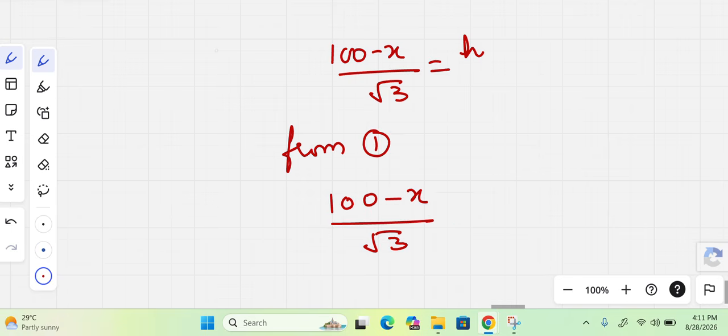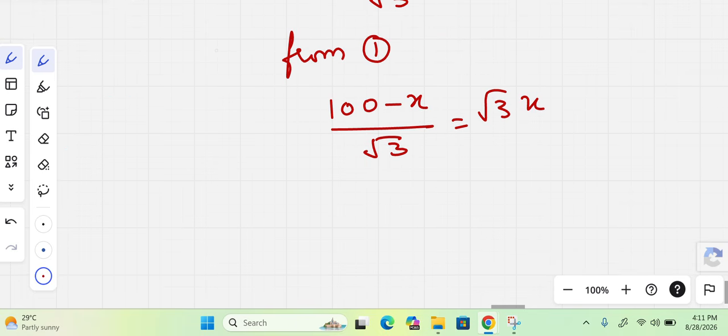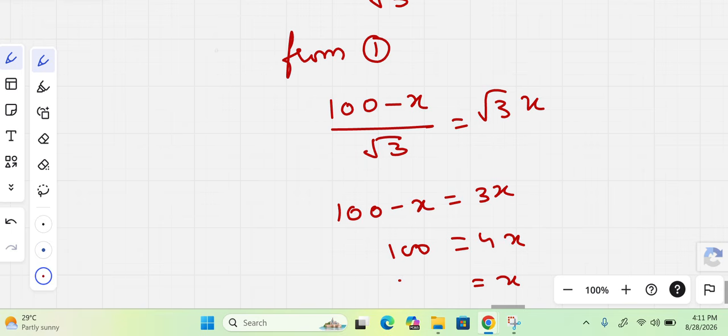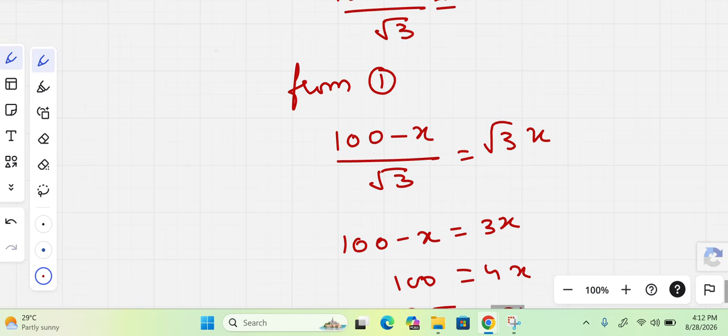Wait. h is equal to root 3x. Can we say that? Instead of h, I am replacing it with a value. Why? In an equation, if only one unknown variable is there, you can find the value. So this is 100 minus x equal to 3x. So it is 4x. x is equal to 25.